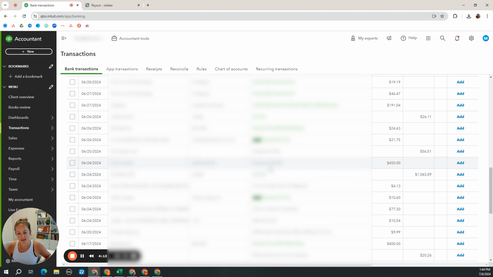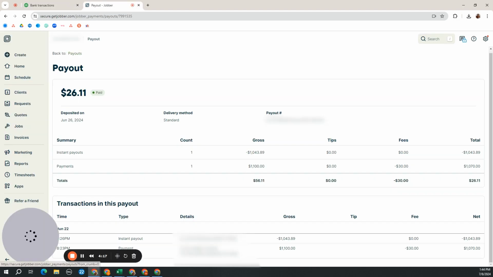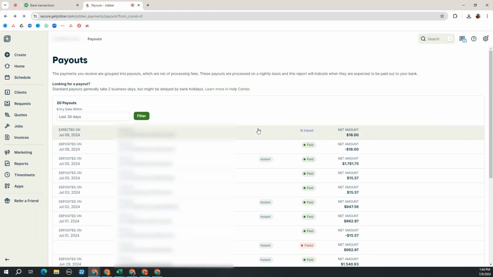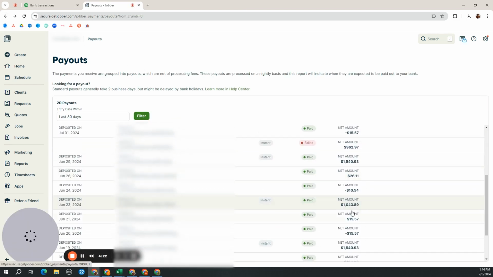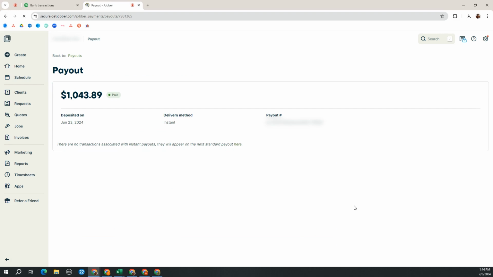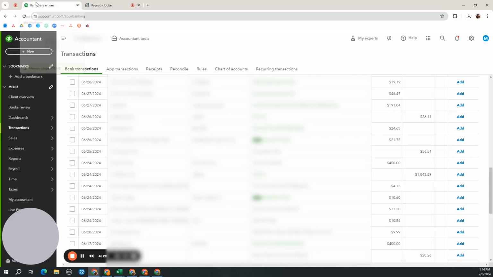So what do I mean by that? I know that this deposit is going to equal this payout. Let's go back to our payouts. So what I'm trying to say here is this payout of $1,043.89, there's not a lot of information here. I'm not going to add a lot of information to this line item.